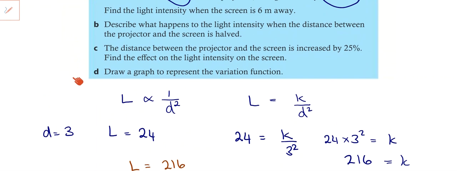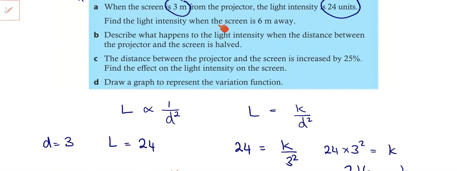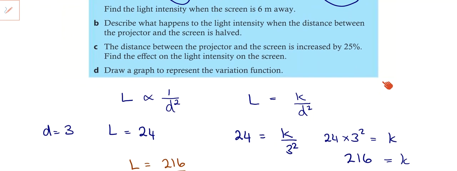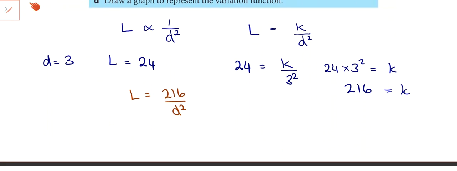It says, find the light intensity when the screen is 6 meters away. So we're asking, what is L when d is 6? Okay? L equals 216 divided by 6 squared. L equals 6.